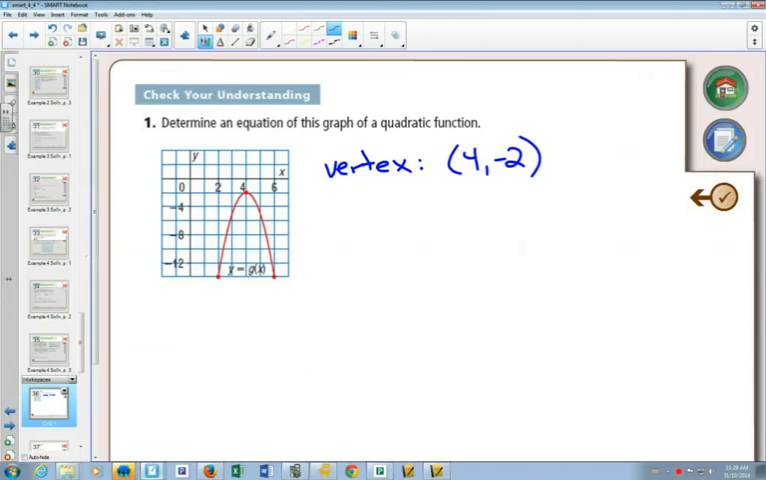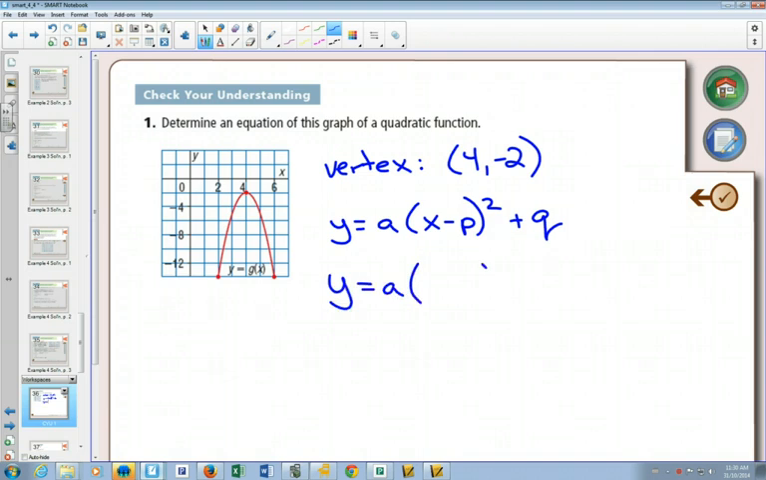Now, what they're going to say is to use the standard form of the quadratic equation. In order to write the equation for this specific one, we need to put numbers in for A, P, and Q. What have we already figured out? We've already figured out P and Q. We can put that in.